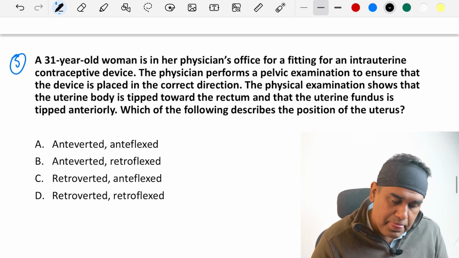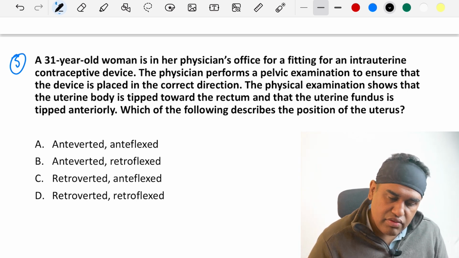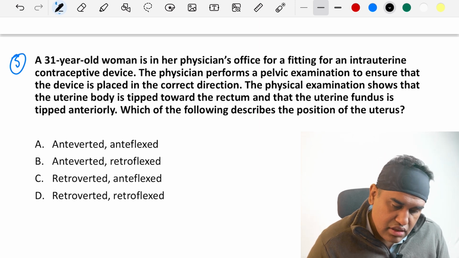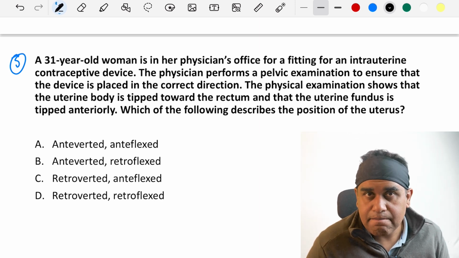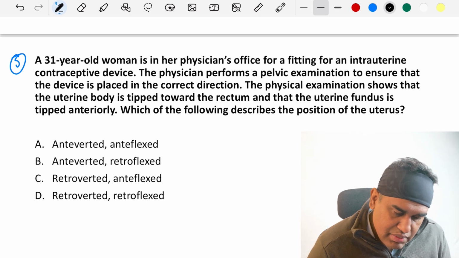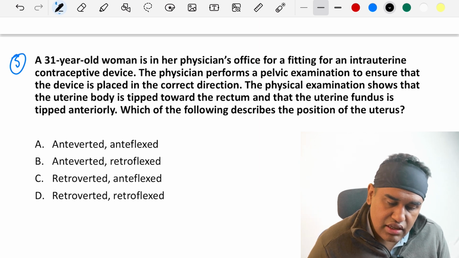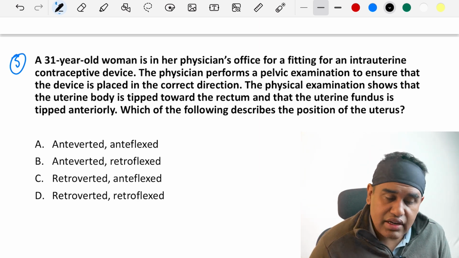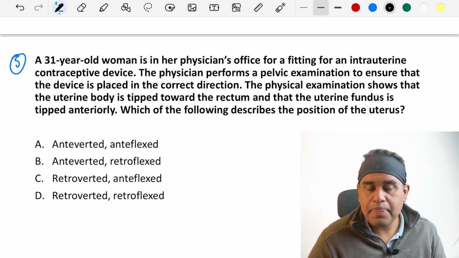Let's come to the fifth question. A 31-year-old lady is in her physician's office for a fitting for an IUCD. The physician performs a pelvic examination to ensure that the device is placed in the correct direction. Interesting question, listen carefully. The physical examination shows that the uterine body is tipped backward towards the rectum and that the uterine fundus is tipped anteriorly. Which of the following describes the position of the uterus?